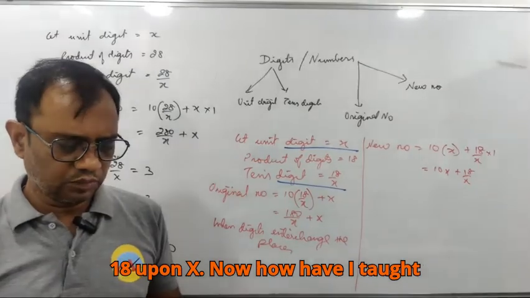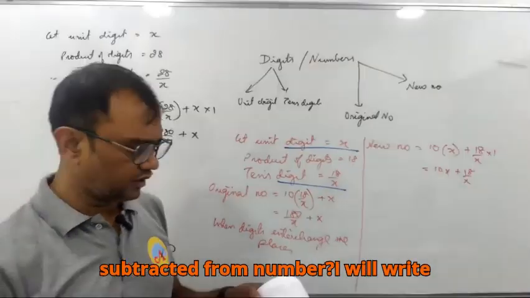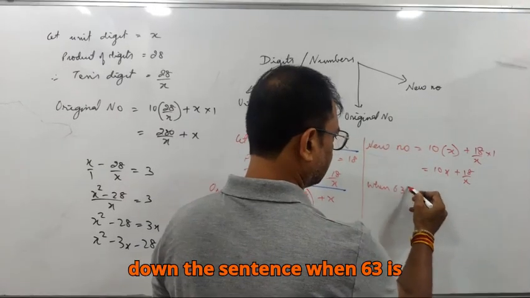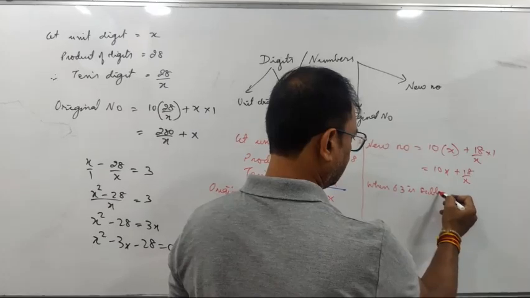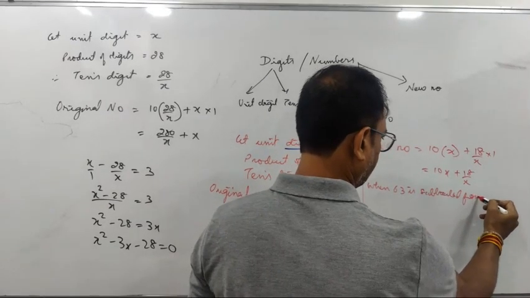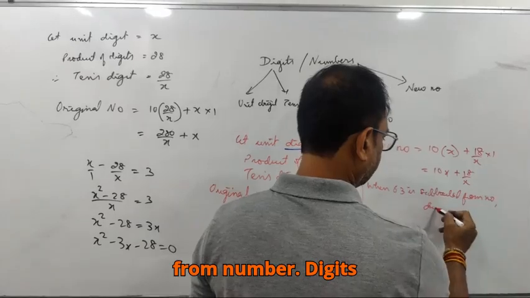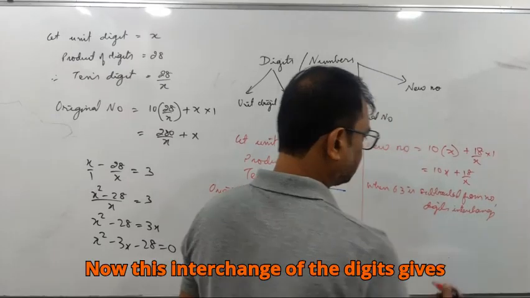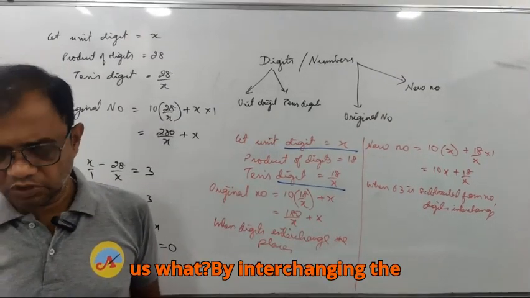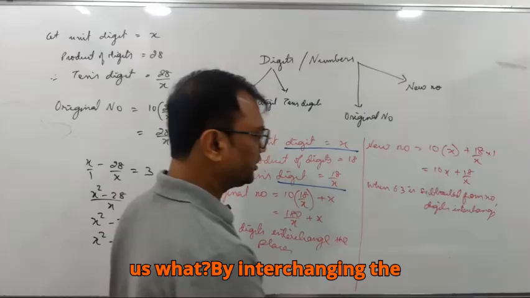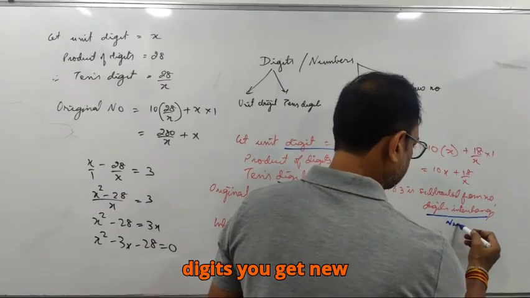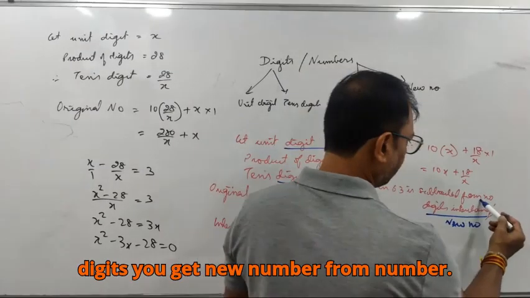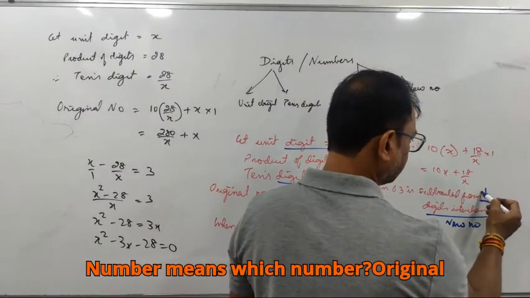Now how have I taught you to make the equation? I will write down the sentence: when 63 is subtracted from the number, the digits interchange. Now this interchange of the digits gives us what? By interchanging the digits you get the new number. From the number, number means which number? Original number.